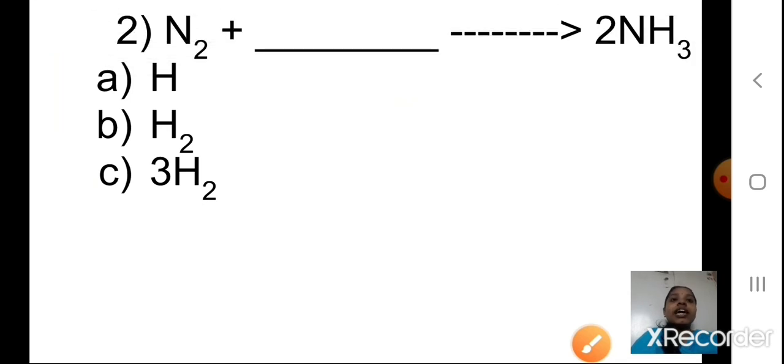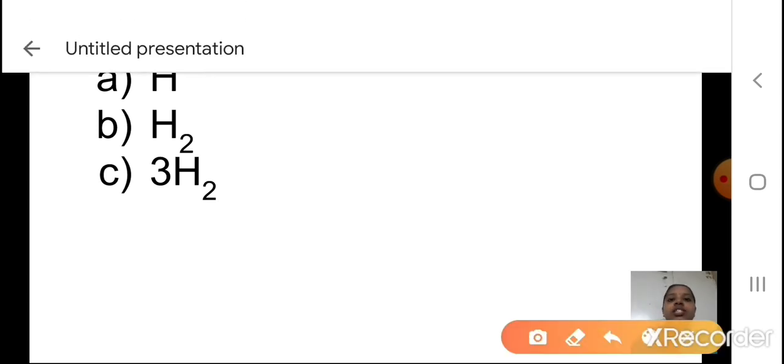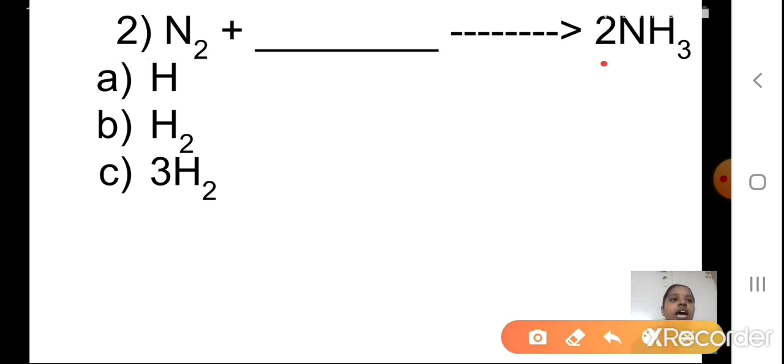Next one is N2 plus dash gives you 2NH3. So tell me students, will it be H2 or 3H2? You think now, here how many nitrogens are there? 2 nitrogens. Are they balanced here? Yes, it is balanced. And 2 3s are 6 hydrogens there. So here you can see 6 hydrogens in this C option, right? So my 3H2 will be the correct option. Okay, so my answer will be 3H2.